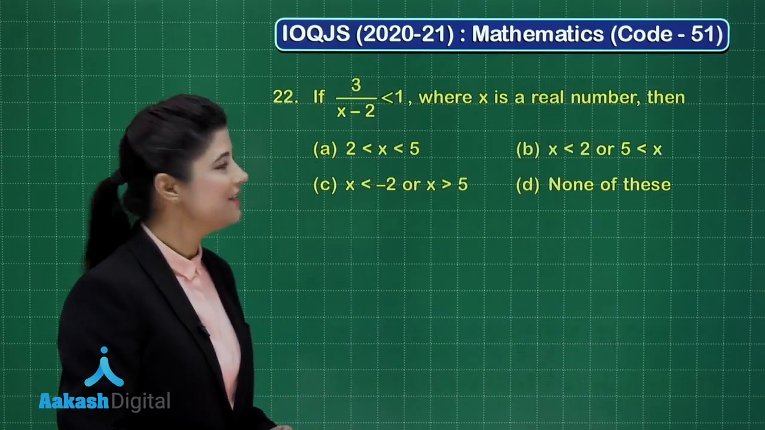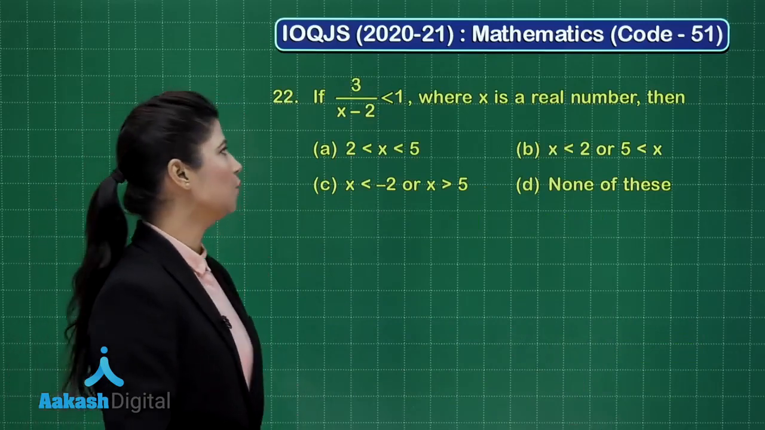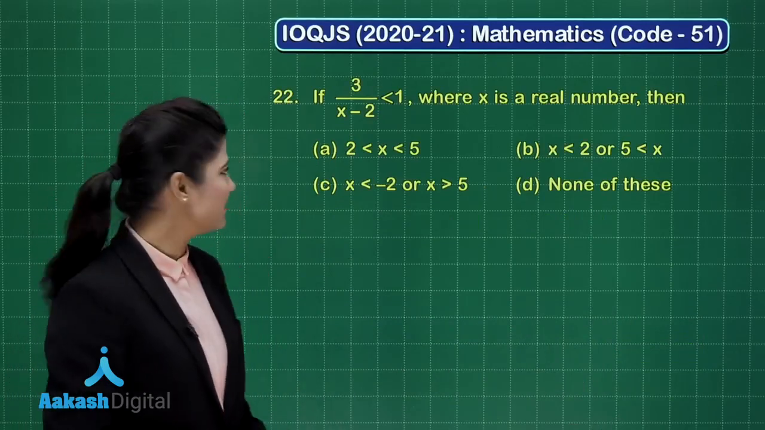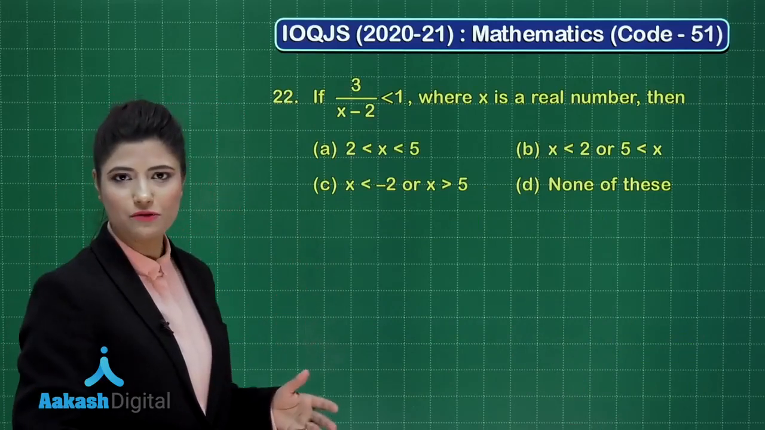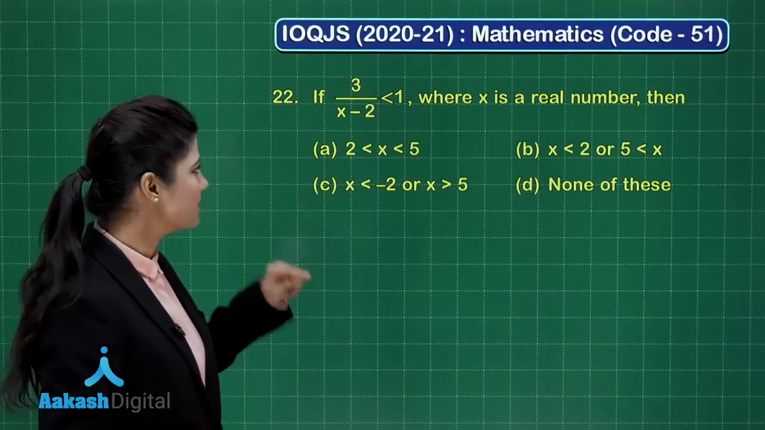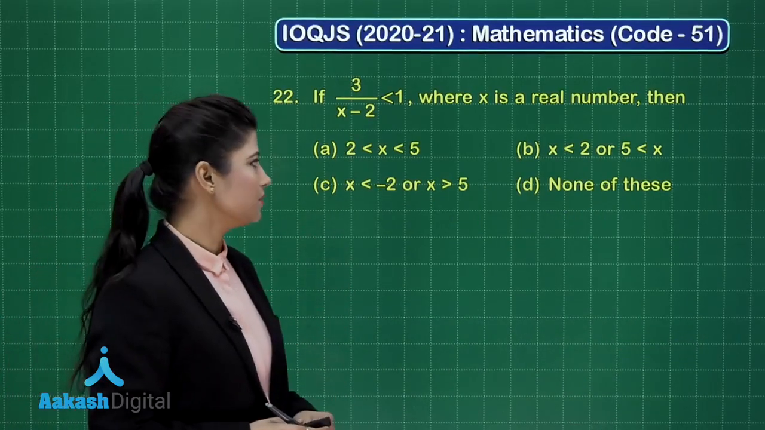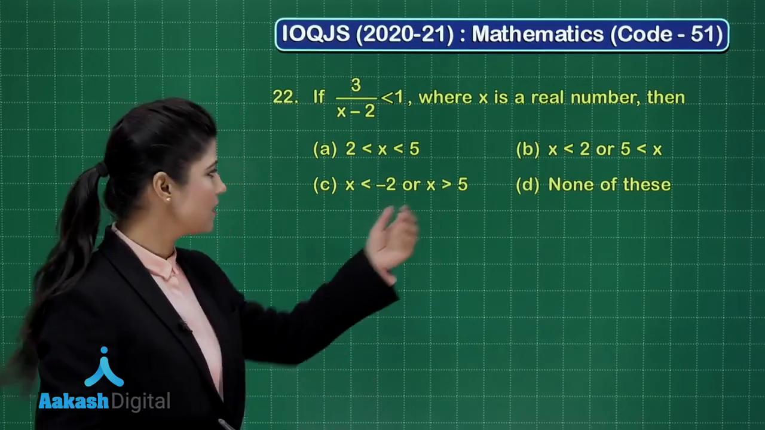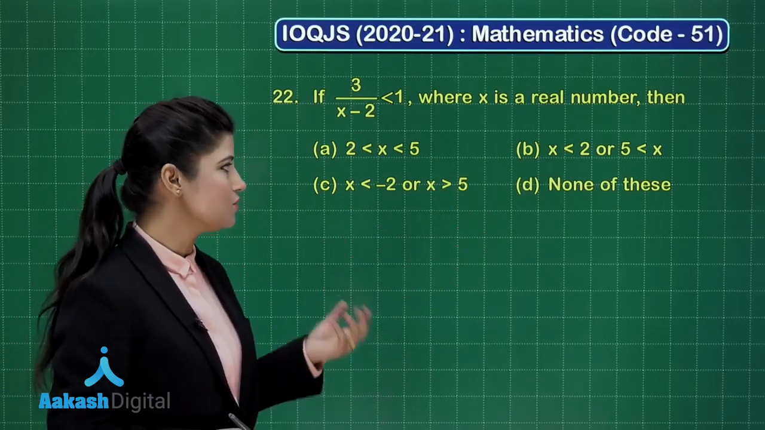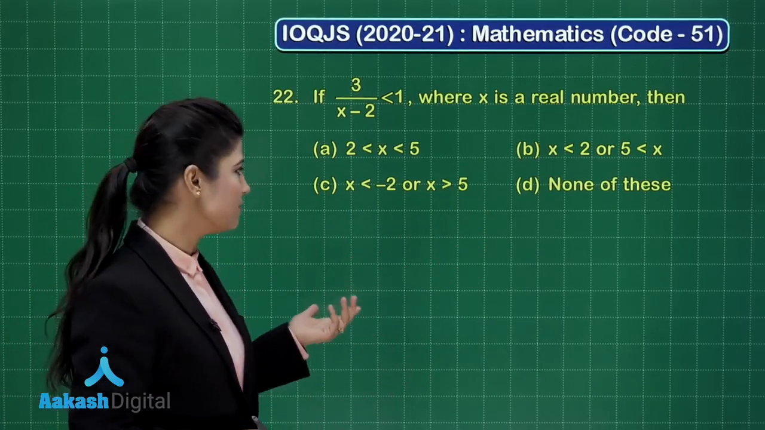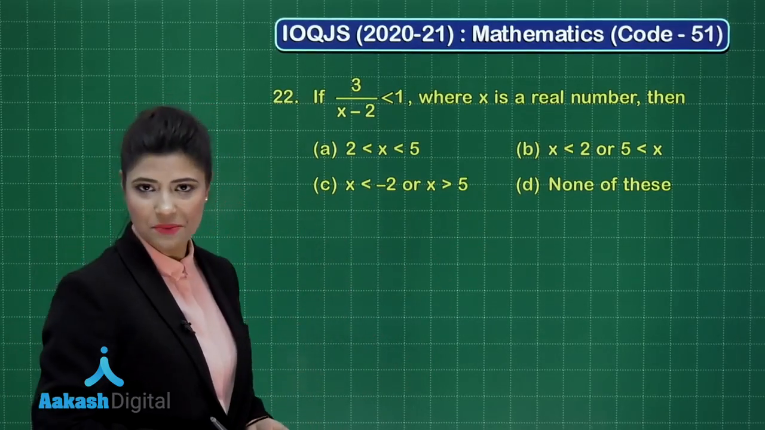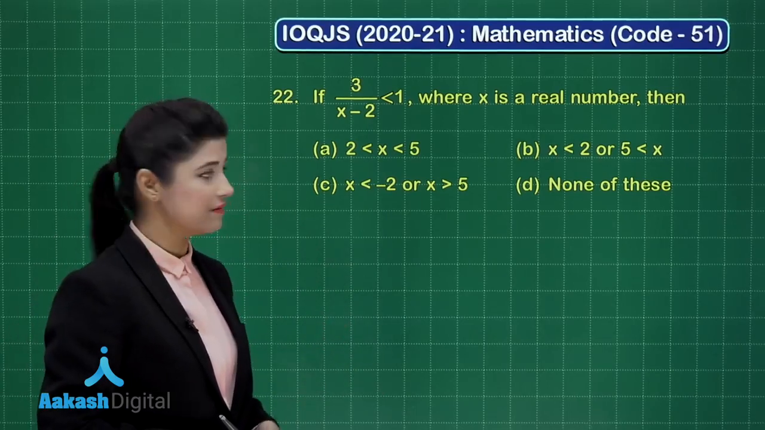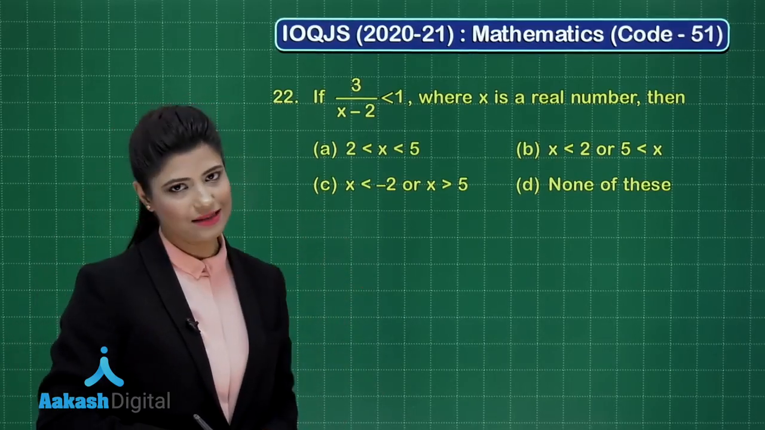Let's proceed ahead. Here we have question number 22 related to inequality. It states that if 3 upon x minus 2, this rational function is less than 1, where x is a real number, then which of these options is correct? In option A, x lies between 2 and 5. Option B states x is less than 2 or x is greater than 5. In option C, x is less than minus 2 or x is greater than 5. And option D states none of these is correct.